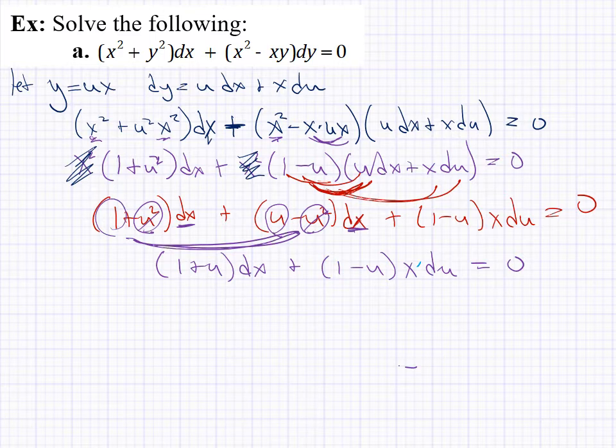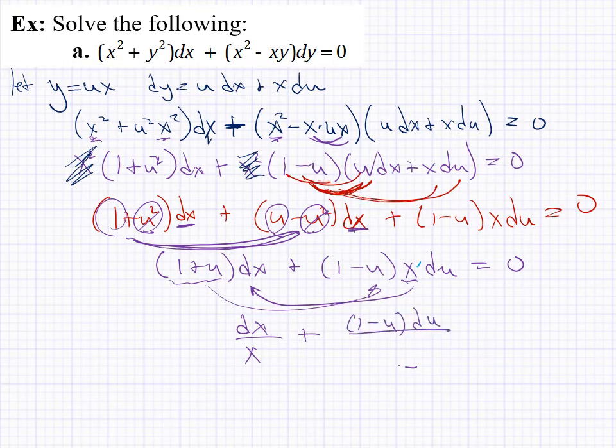So now what I have here is it's time to separate. Put my u's with my du's and my x with my dx. So this will go over here. This x here will go over this way. And I end up with dx over x, which we said in the previous thing. That's one piece we're going to get. And the other piece is 1 minus u du over 1 plus u.